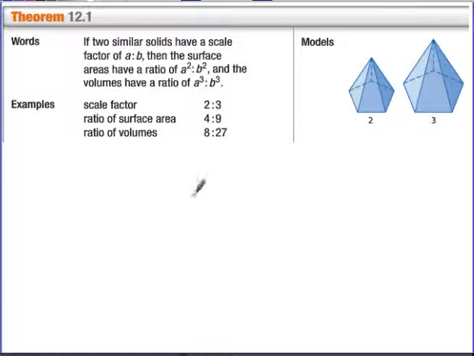So it would be 2 cubed over 3 cubed. And your calculators do that nicely for you if you don't know how. 2 times 2 times 2 is 8, and 3 times 3 times 3 is 27. So that's where they get that, right? So let's do a couple of examples.